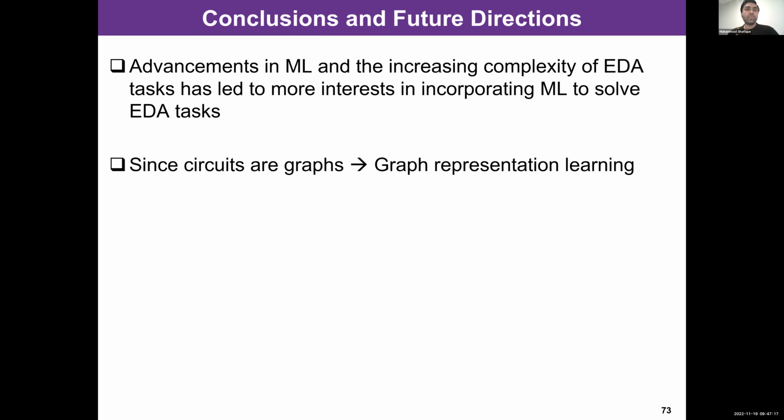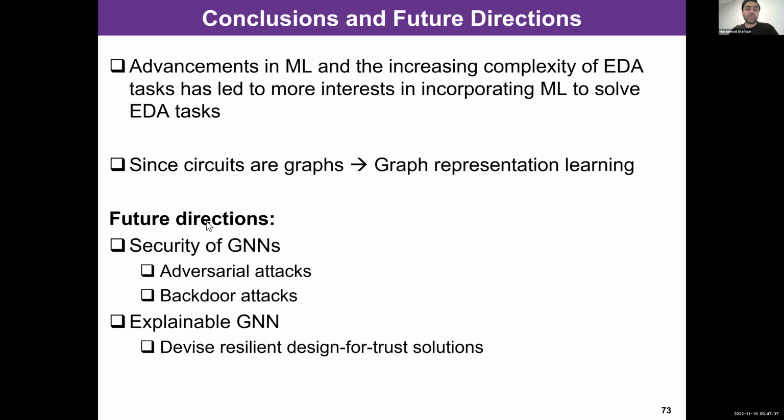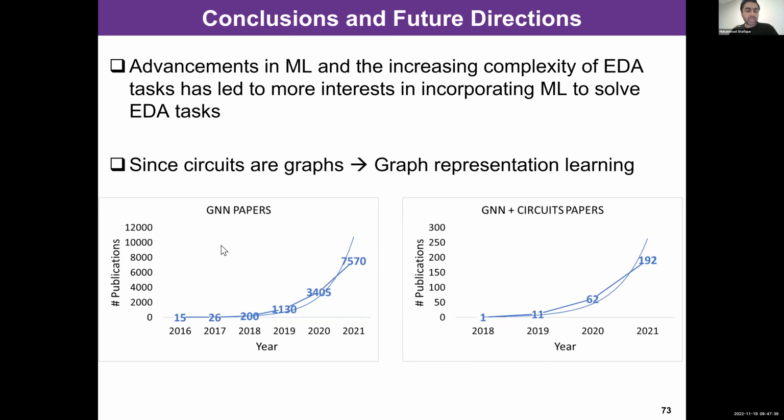Now, the conclusion of this part of the talk is that there are advancements in machine learning, specifically in graph neural networks, that can solve many problems for EDA, and that can also help us study the security vulnerabilities of certain circuits, which were seen to be provably secure and are no more provably secure, because machine learning provides a very, very powerful tool.